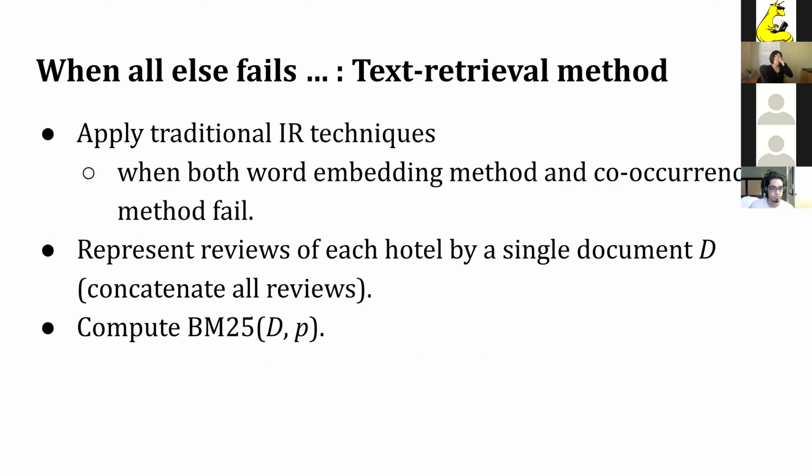Okay, so if the co-occurrence method also fails to produce markers in the schema that frequently co-occur with that phrase, we will apply the traditional information retrieval technique. Here, what we do is simply take all the reviews of each hotel, make them into one big document D, right? And then compute the Okapi BM25. This is a standard similarity score between the document D and the predicate. So just find the hotels which are ranked highest according to these measures.